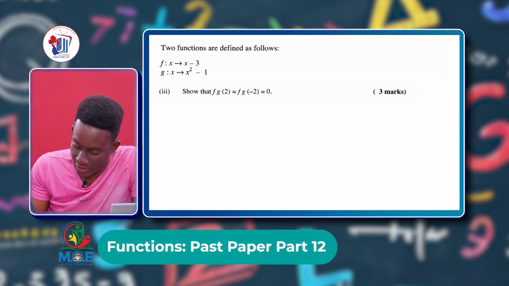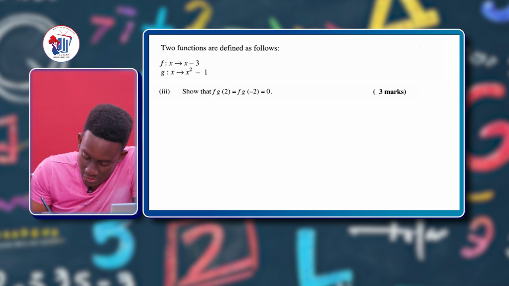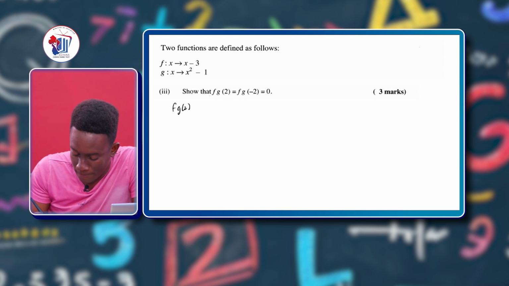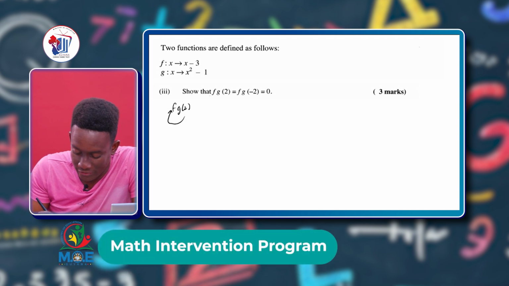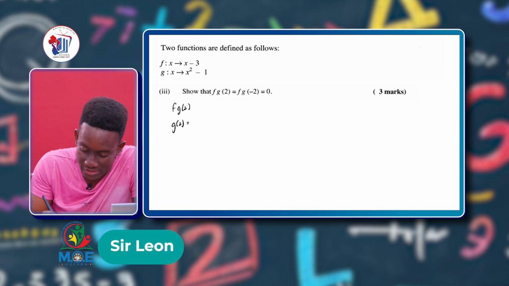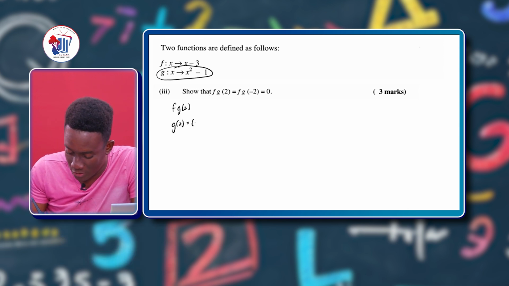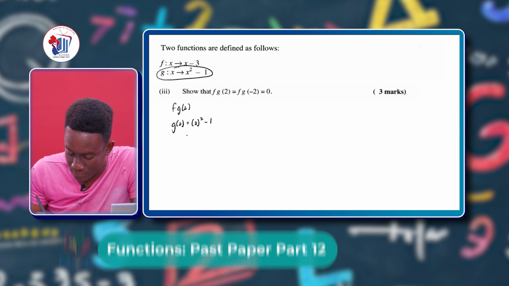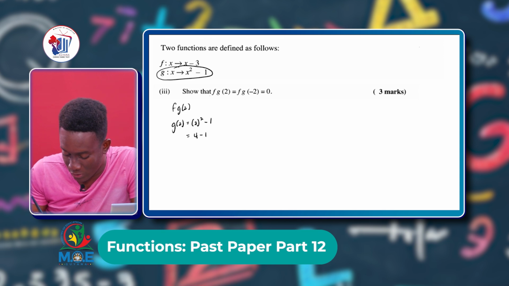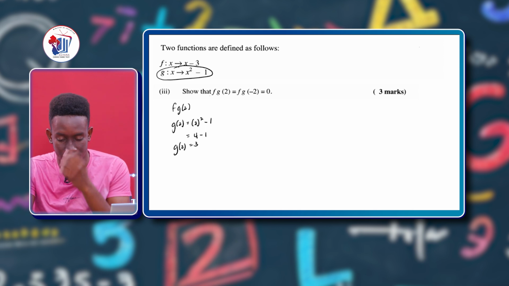So the first thing we want to find is fg of 2. So what this means, we're taking the function g of 2 and we're putting it inside the function f. So what we should do first, we should find g of 2. So g of 2 will be equal to, so we know g of x is equal to this at the top here, which is x squared minus 1. So g of 2 would be 2 squared minus 1. So 2 2's 4 minus 1 would be 3. So g of 2 is equal to 3.